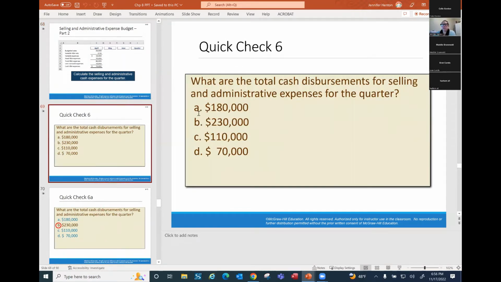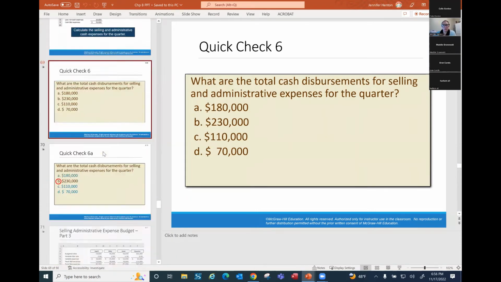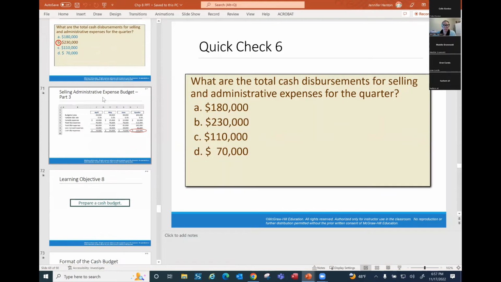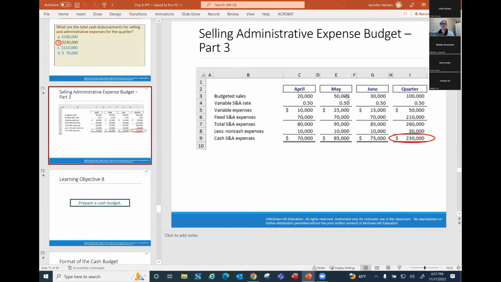So what are the total cash disbursements for selling and administrative expense for the quarter? All right, so we're going to go back and look at this table. Here's my budgeted sales. 50 cents is my rate. We just multiply that out to get the first number, the total expense. We have our fixed expenses of 70,000 each month. And then we have our 10,000 being deducted each month. So we have a total of 230,000 when we add all 3 months together.